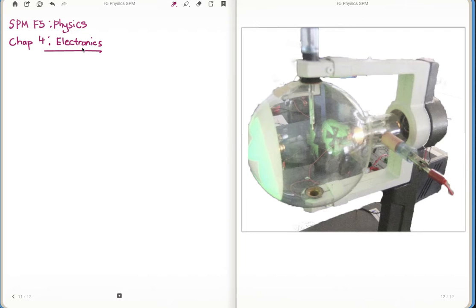Now in this video, I'm going to present you another chapter from Form 5 Physics. Chapter 4, we talk about electronics. What I have here on the right-hand side is actually the electron gun that you will see in your school laboratory. You are supposed to go to the school so that you can have some hands-on experience seeing how it works, how this Maltese cross moves, and making use of the left-hand Fleming's law that we have gone through in the previous chapter.